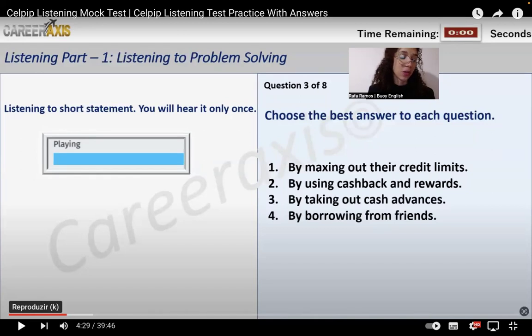Right. So the question was, how do Mark and Sarah plan to fund their vacation using their credit card? So by maxing out their credit limits? No, right? They are on a tight budget and they don't want to get bankrupt or to be broke. Using cashback and rewards, by taking out cash advances, by borrowing from friends. So cashback and rewards, right? This is something they mentioned.